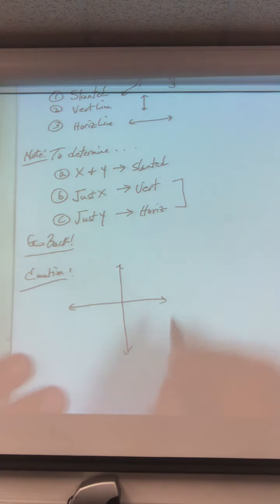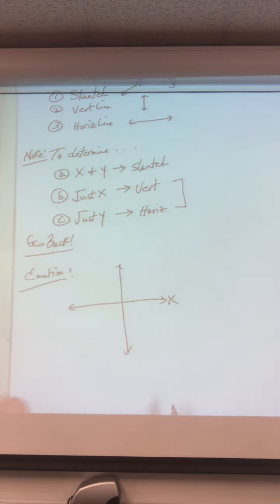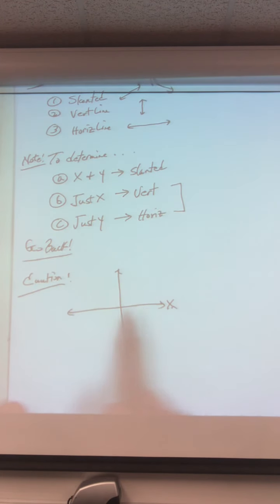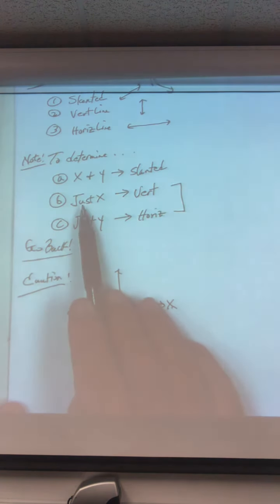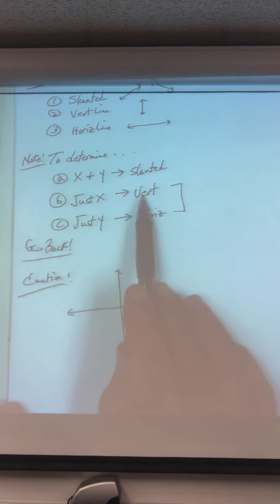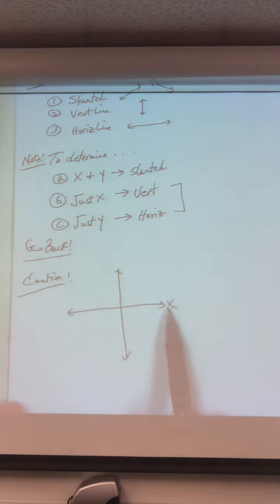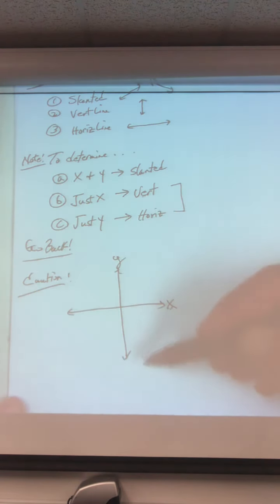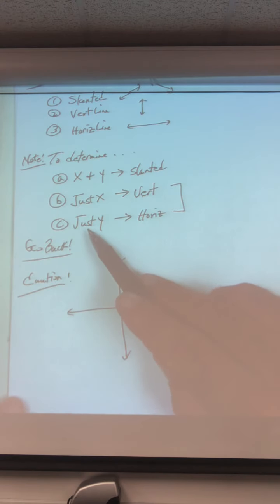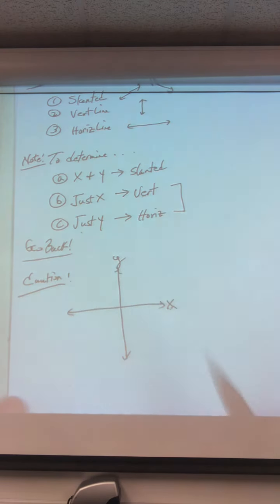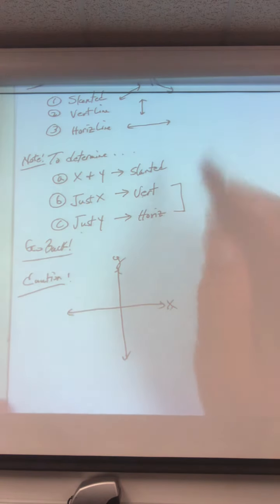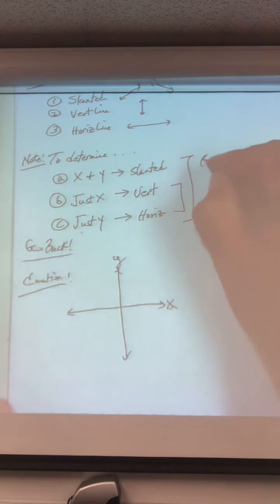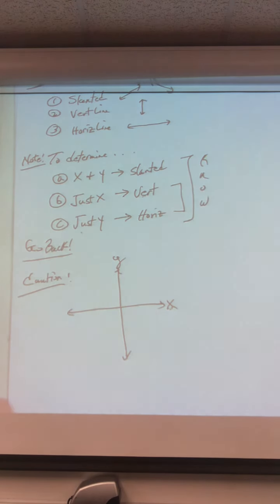Which way does your x-axis run? Your x-axis runs this way. But when you're graphing with just an X in it, it's a vertical line. So it's really just the opposite of this up here. Same thing here. Which way does your y-axis run? Up and down. But when you're graphing an equation that has just a Y in it, it's horizontal. Now again, I'm going to show you why later. You just need to know this right here. Know those three facts.